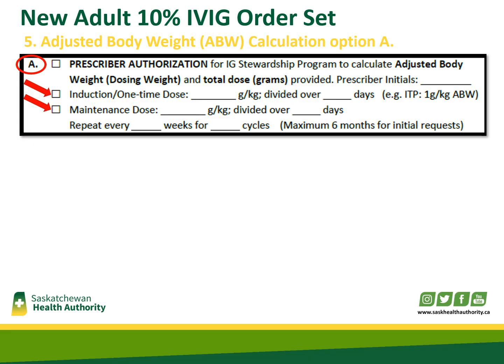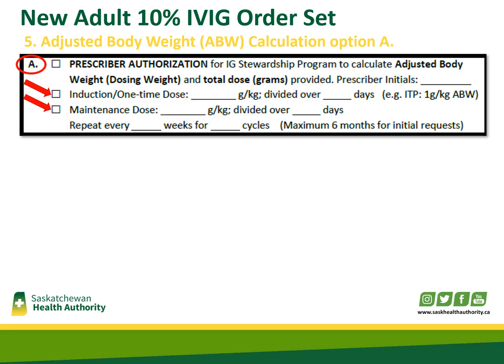The physician does still need to indicate the grams per kilo dose that they want and how many days they want it over, whether it's an induction dose or a maintenance dose. And then if it's a maintenance dose, they need to include the frequency and how many cycles they're asking for. I just want to point out that there is still that recommended 100 gram per day maximum.